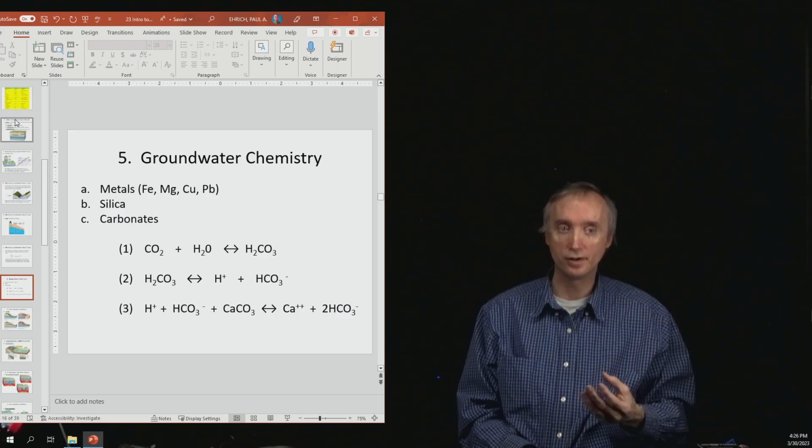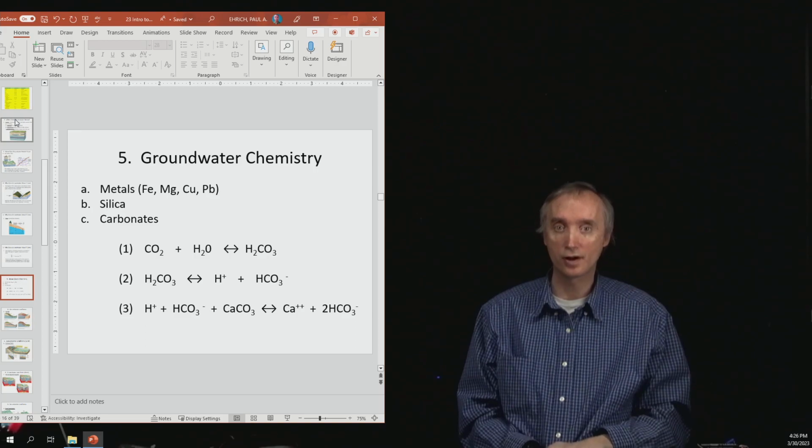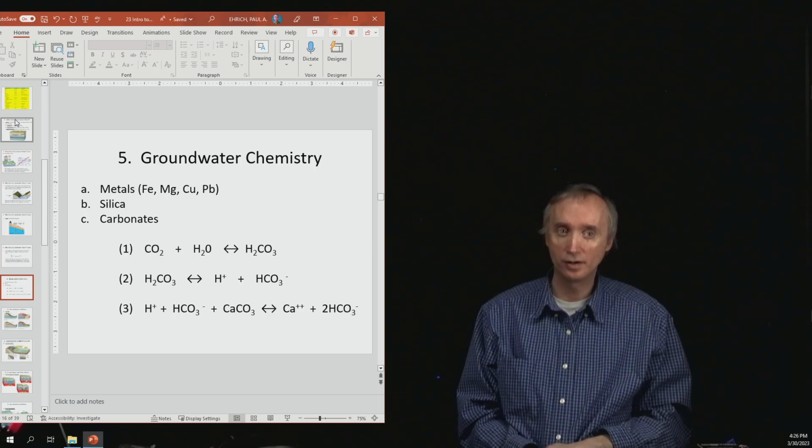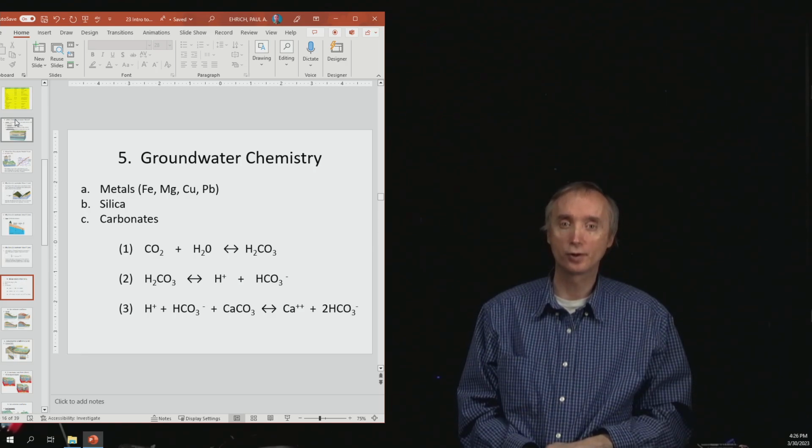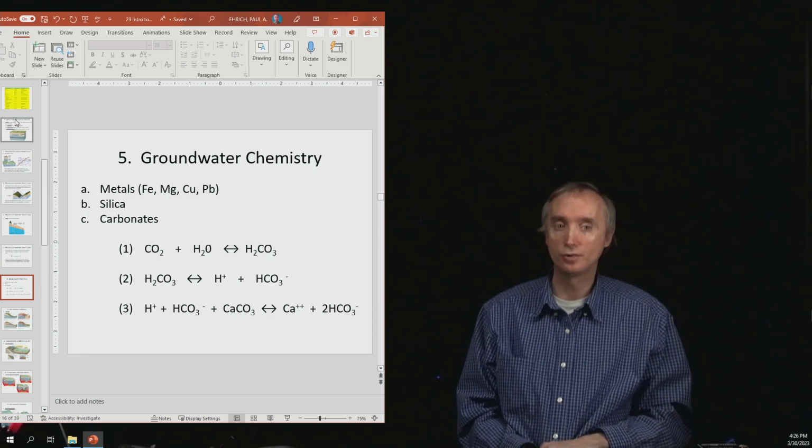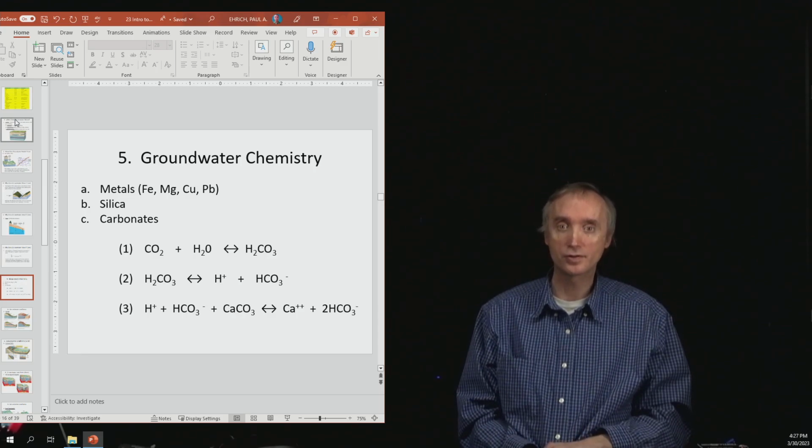So what are some materials that could be dissolved in groundwater? Well, one is you could have metals. So ions of iron and magnesium and copper and lead. And where did these things come from? So if you recall, igneous rocks tend to have metals in them, and so do some of the metamorphic rocks. So those kinds of ions will come out of those rocks and then they get into the groundwater.